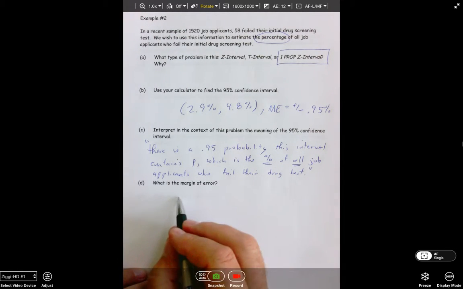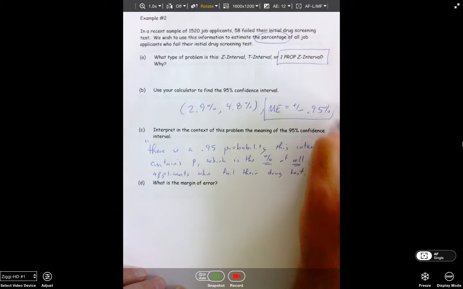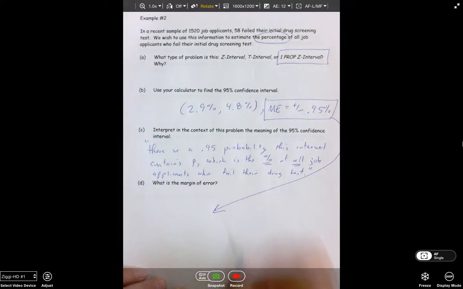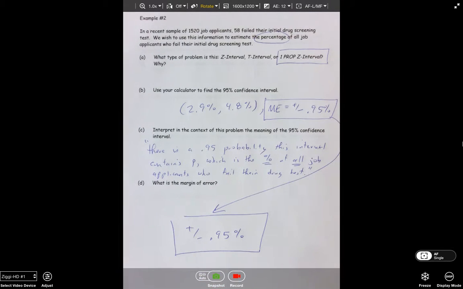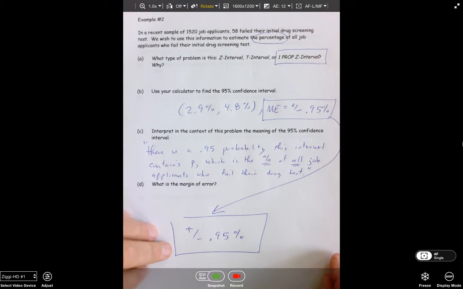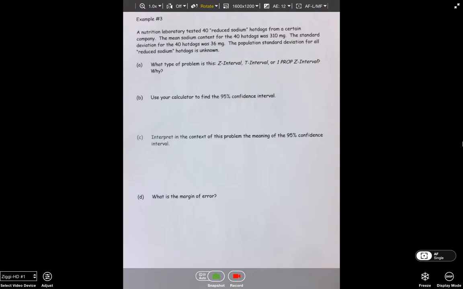Margin of error. Well, okay, I didn't realize that was down there. So guys, put that down there. So margin of error is 0.95%. Gang, it's going to be the kind of video you like. It's going to be a short one.